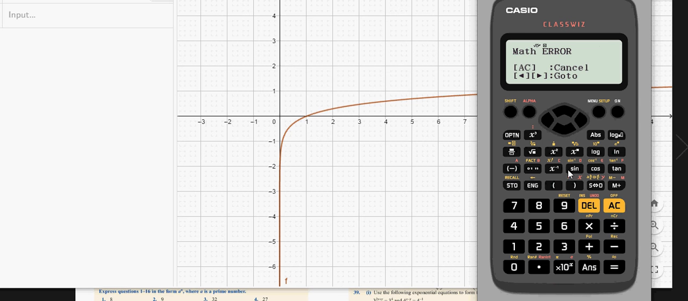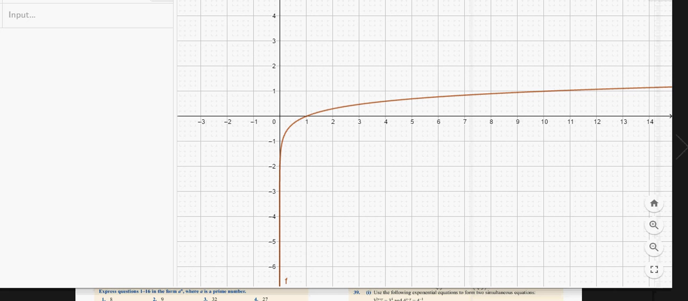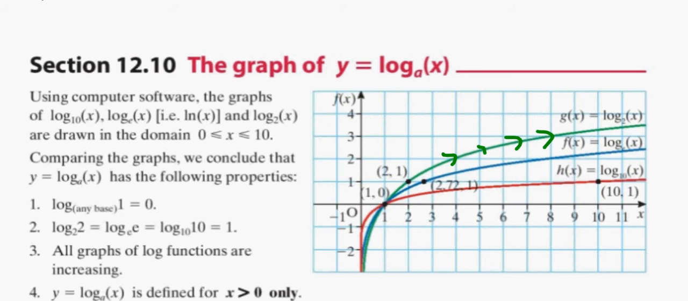What's log 0? Log 0 is mad error. It's undefined. It doesn't exist. Why doesn't log 0 exist would be the next question. Can anybody tell me why doesn't log 0 exist? Anybody have an idea? Let's find out.